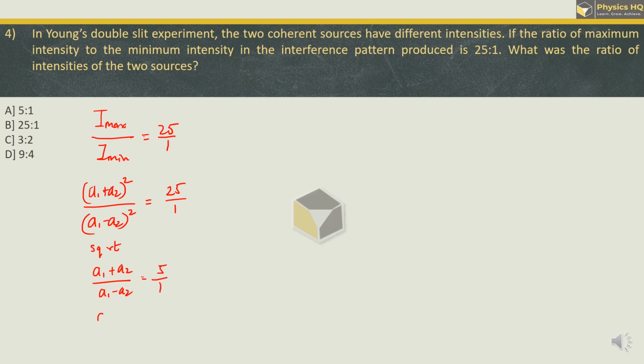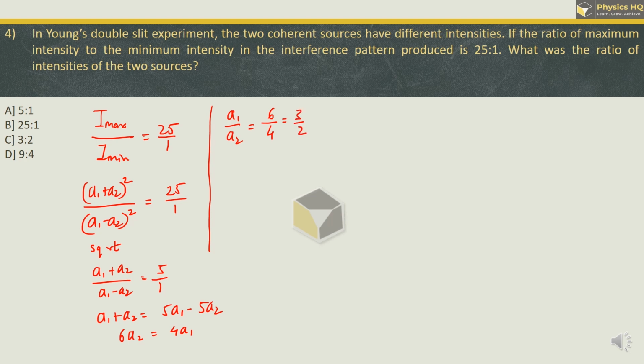When we cross multiply, we will have A1 + A2 equal to 5A1 - 5A2. If we take 5A2 on this side and A1 on the other side, we will be left with 6A2 equal to 4A1. And when we write this as the ratio A1 by A2, we get 6/4, which is nothing but 3/2.